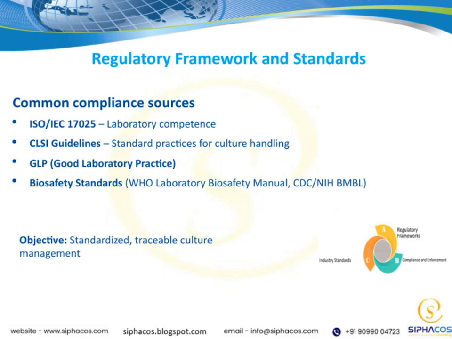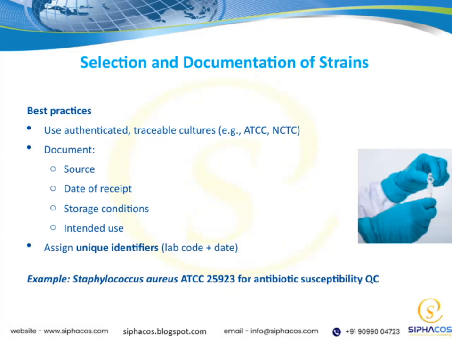When selecting and documenting bacterial strains, it's crucial to follow best practices to ensure consistency and traceability. Always use authenticated and traceable cultures, such as those from recognized sources like ATCC or NCTC, to guarantee the quality and identity of your strains. Proper documentation is key. Make sure to record the source of the strain, the date you received it, and the storage conditions to maintain its viability and integrity.